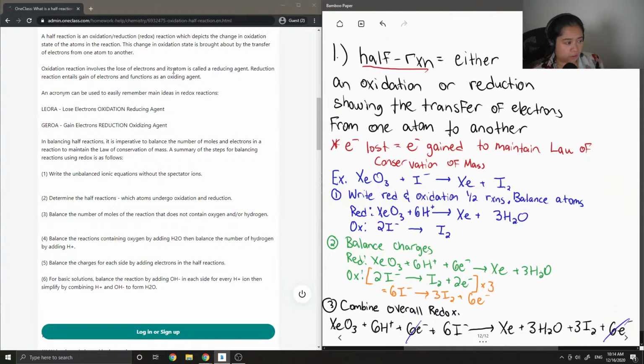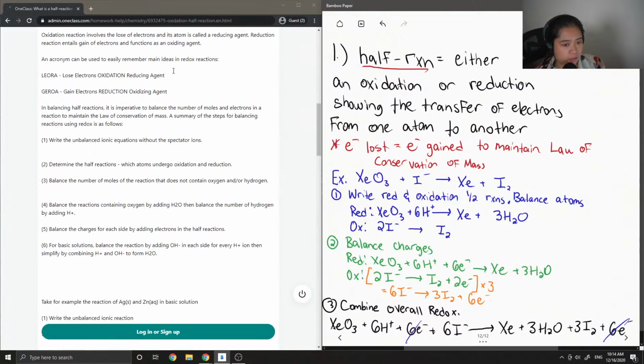An acronym can be used to easily remember main ideas in redox reactions. Okay, so I've never seen this one before, but they used LEORA, so lose electrons, oxidation, reducing agent, and GEORA, gain electrons, reduction, oxidizing agent. I personally use LEO GER or OIL RIG, which is oxidation is losing and reduction is gaining electrons. But you can use any of these different acronyms.